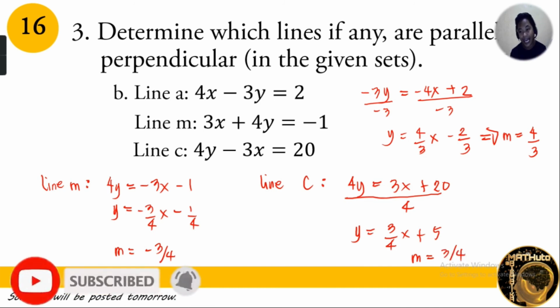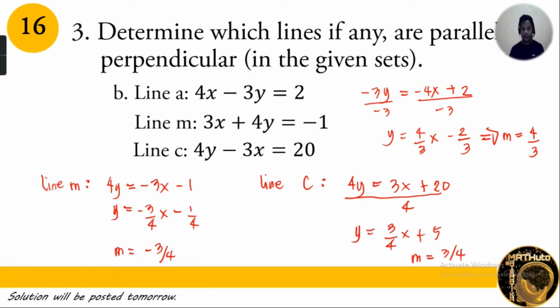So kapag parallel lines, they have the same slope. Pag perpendicular, the slopes are negative reciprocal of one another. In this set of lines, we have line A. So the slope of line A is 4/3. Wala po siyang kaparehong slope. So kapag titingnan natin, yung line A and line M are perpendicular.